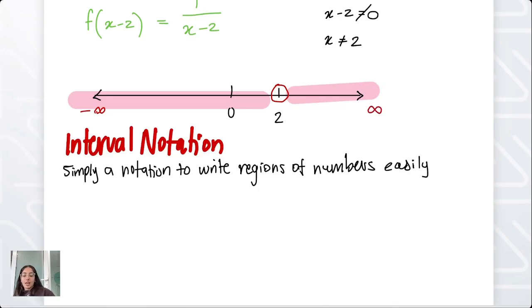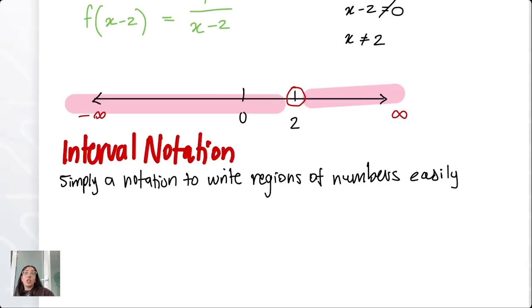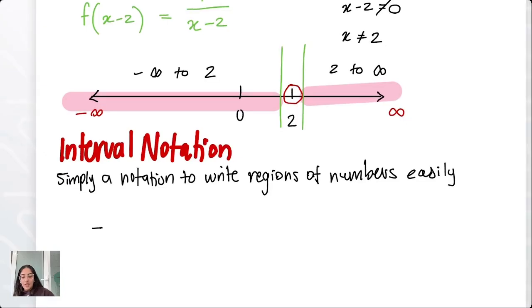So what I have here is I have all the way from negative infinity. So my region is all the way from negative infinity up to 2. Then it stops. It stops at 2. Then it starts again after 2. And then it goes all the way to positive infinity. So how am I going to write that? I'll just write negative infinity to 2. And then 2 to positive infinity. Does everybody agree with that? So I have negative infinity to 2, and then I have 2 to positive infinity.